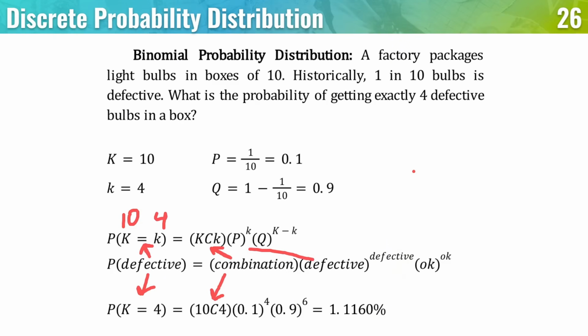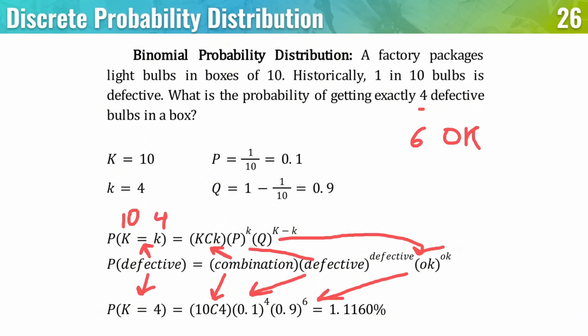0.1 times 0.1 times 0.1 times 0.1, or simply 0.1 raised to 4. Lastly, q raised to n minus k. That is basically checking the probability that we will get something that is not defective. So if there are 4 defective bulbs in a box, 6 of them will be okay. So that's why we have 0.9, which is the probability of not being defective, raised to 6.